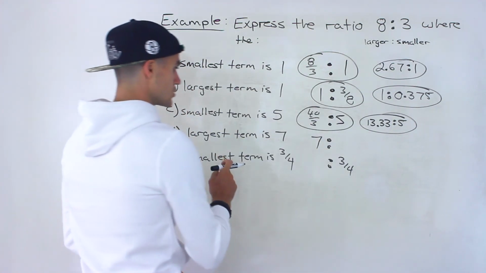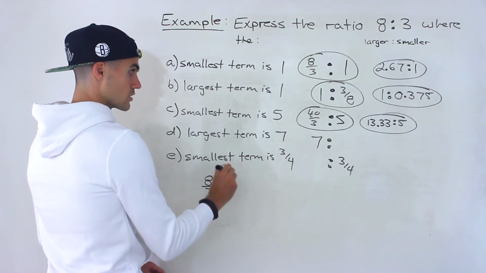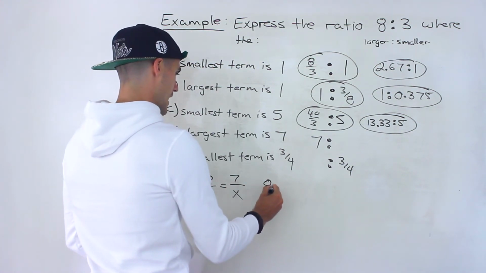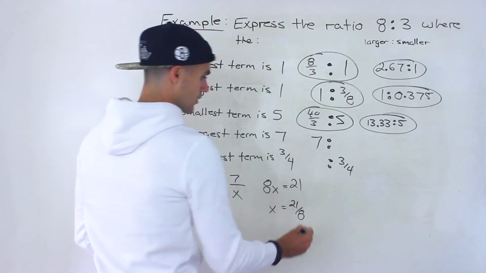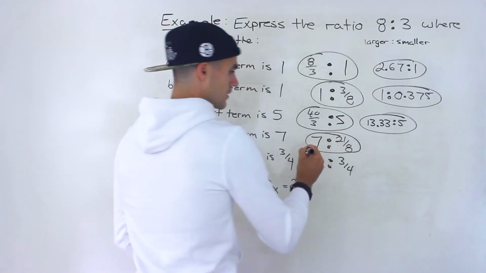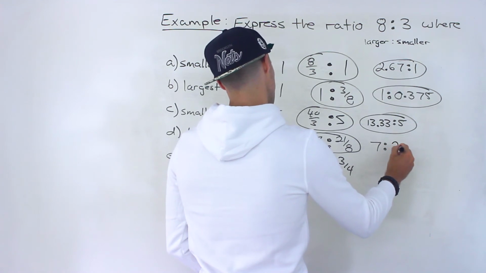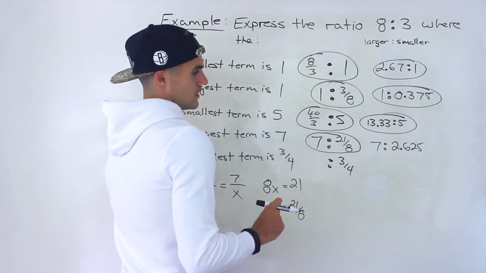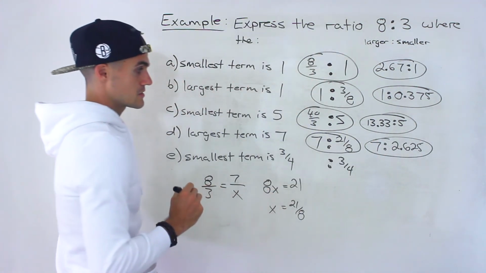Here, largest term is 7, so let's do the math over here. 8/3. Largest term is 7, so 7 will go at the top, like that. So then we'd have 8x equals 21. X would end up equaling 21 over 8. So 21 over 8 would go over here. And then 21 over 8, that is what? 2.625. Right? 2 and 5/8. 5/8 is 0.625. So that's what the answer would be in decimals right there.